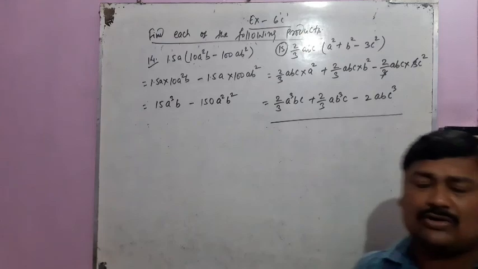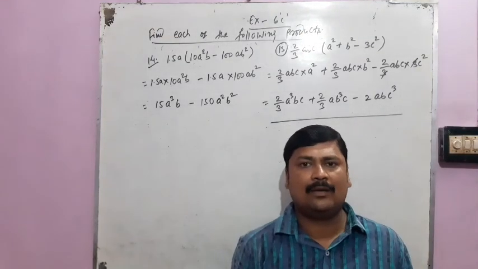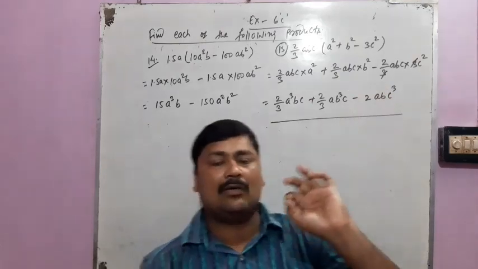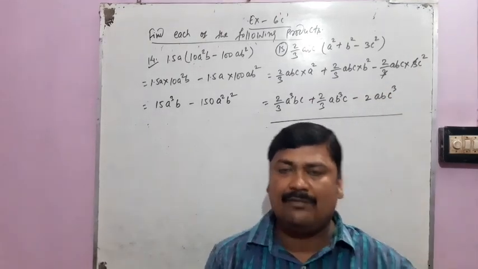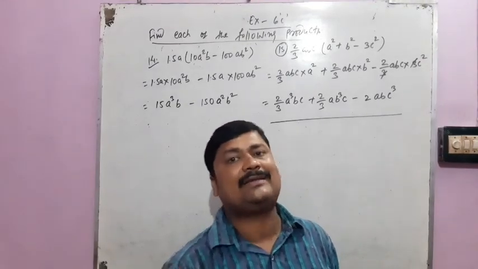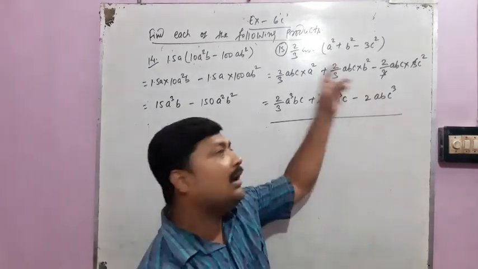So students, you should not be confused when you multiply a monomial with a binomial or trinomial. Only one thing you have to keep in mind: we have to multiply each term and the sign of the binomial, trinomial or quadrinomial with the monomial.